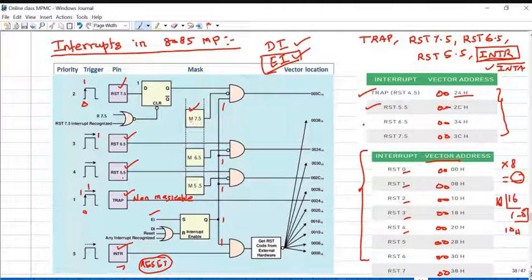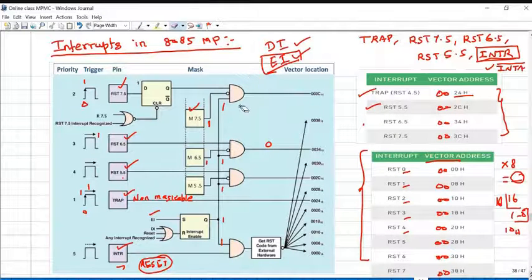Say for example, I want to disable RST 7.5 only. So make this particular line as 1. 1, 1 complement is 0. If any one input is 0, the output will be 0. Suppose I want to mask only RST 6.5, then make this particular line as 1. Then this output will be 0. Similarly for 5.5.